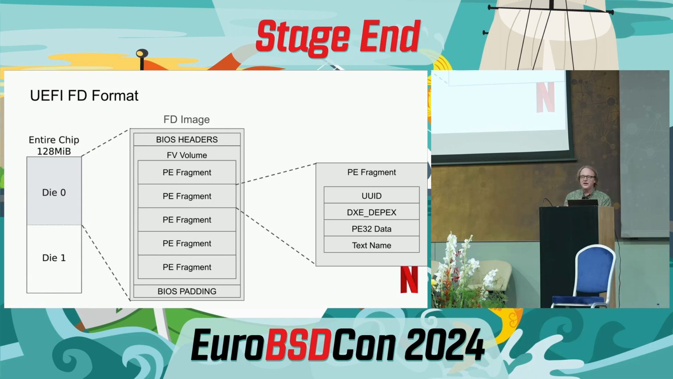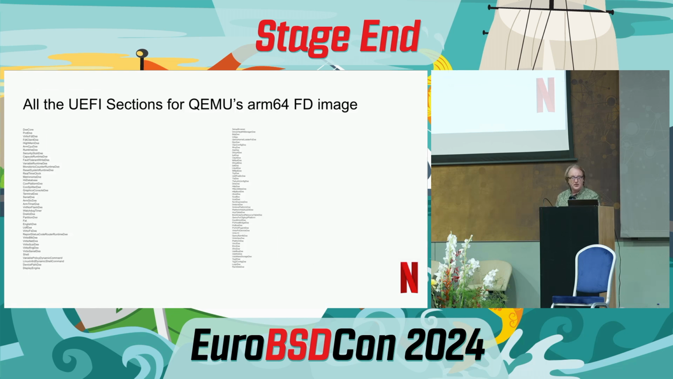Each PE fragment has a UUID that describes it uniquely. It has a text name, and then it has dependency data. That DXE depex is the dependency information. And then the PE data is just the image that you would create. That's where you would be putting linux.EFI or loader.EFI or whatever you wanted to put in here.